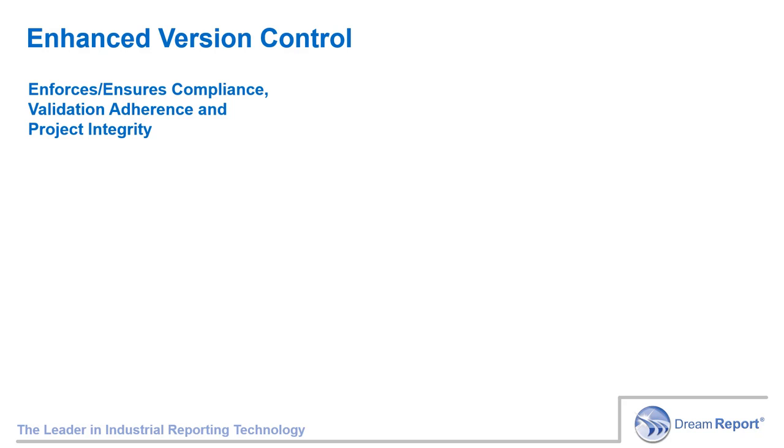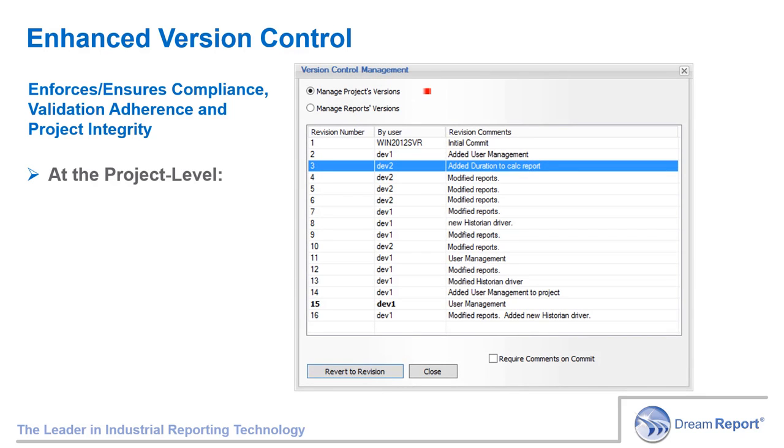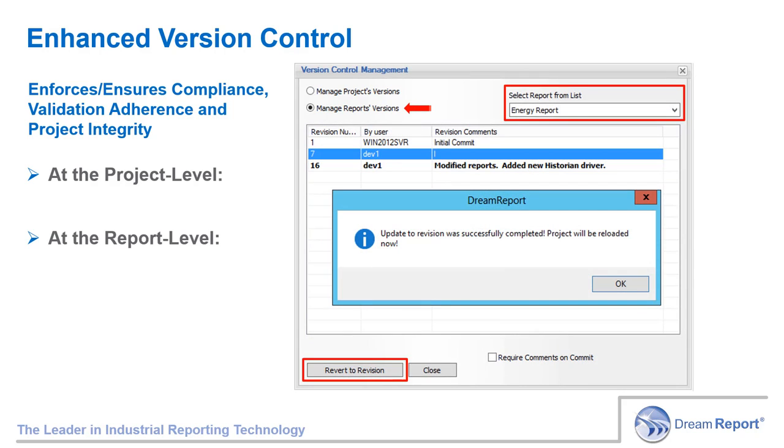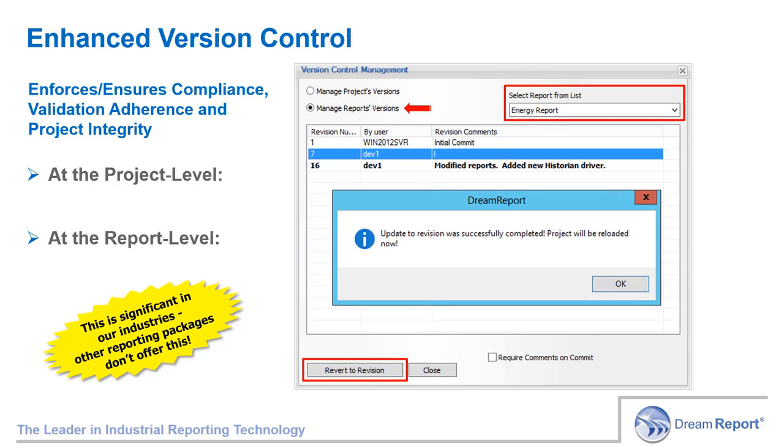At the project level, you can review comments by user for each modification or version and roll back to that version if needed. Or, at the report level, review comments associated with individual reports and roll back to a specific version of that report if needed. Of course, this functionality is significant in many of the industries we serve.